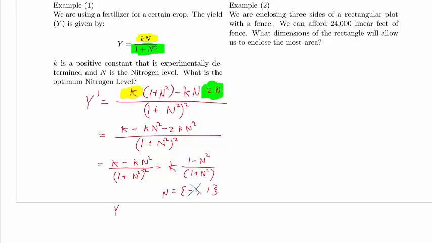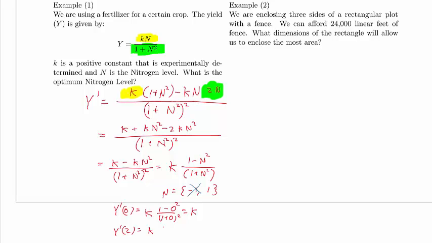So, for instance, y prime at 0 equals k times 1 minus 0 squared over 1 plus 0. What are you going to get? Well, you're going to get k, right? A positive k, and k is positive always. And then just plug in anything after 1, right? Because there's no more critical numbers. It's not going to change. We can just plug in a 2.